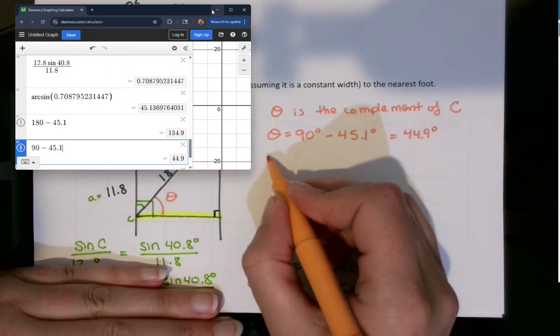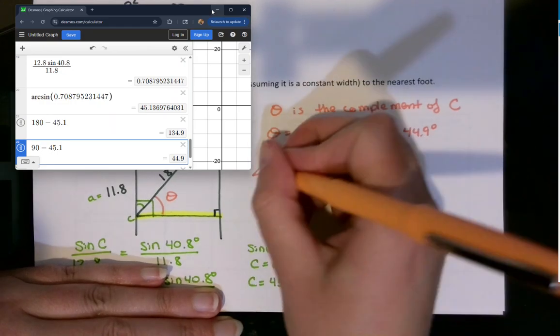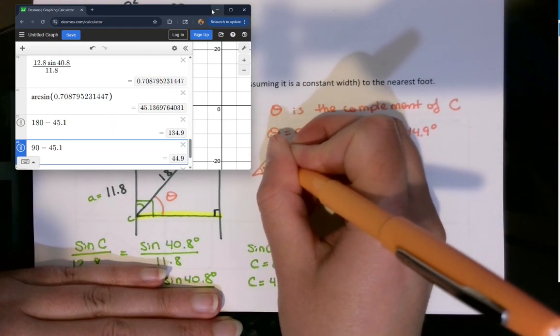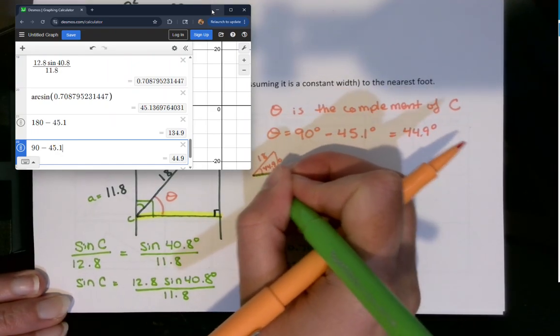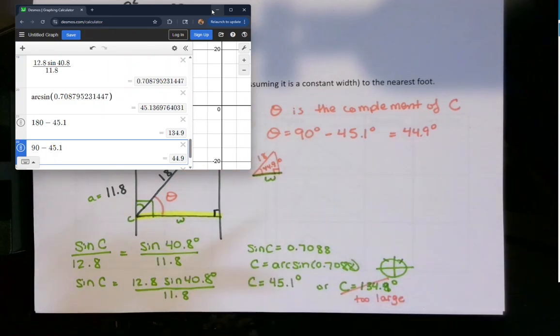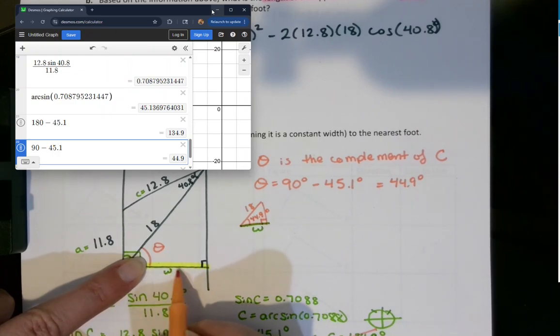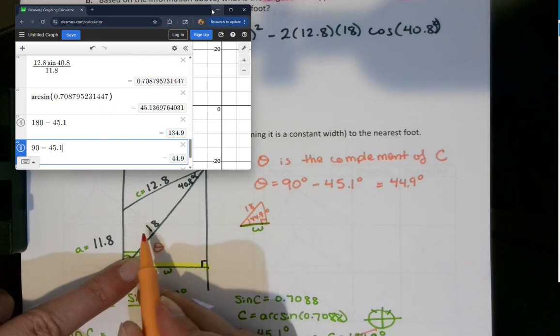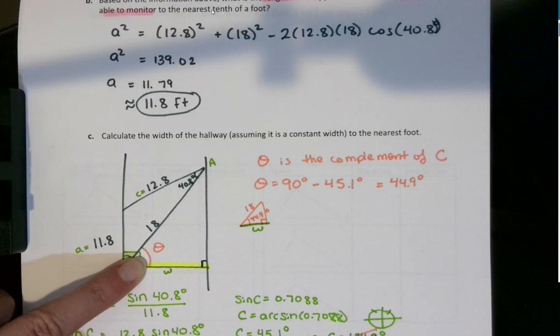In this triangle now, we have our right angle, we have our 44.9 degree angle, and we have our 18 side. What we're looking for is the value across the bottom, which is going to be the width of this hallway. According to this theta angle, I'm going to set up a cosine ratio to be equal to the adjacent side divided by the hypotenuse side. I can use just a regular trig function because there is a 90-degree angle inside of this triangle.